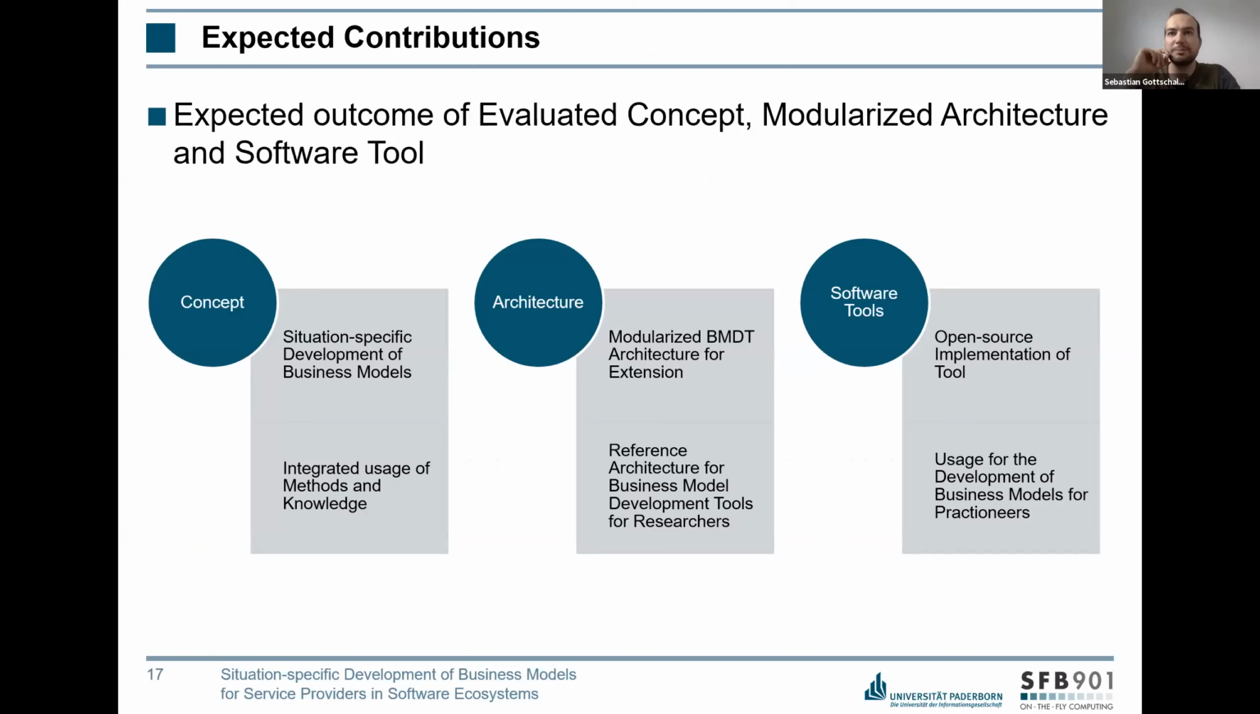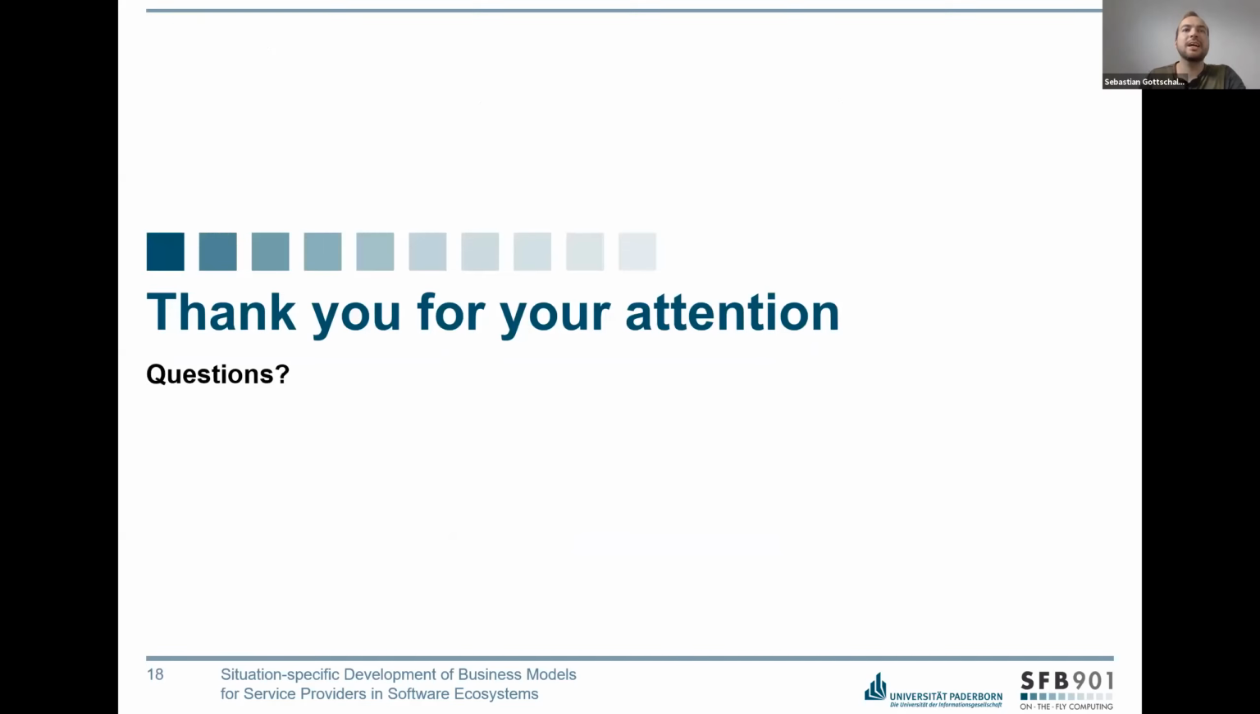Second, we have this modularized business model development architecture. Here we can see from a literature review that a lot of researchers start from scratch when they're building business model development tools. And here's a hope that they can use our business modeling tool as some kind of reference architecture, so they can build their own stuff on top of that instead of starting from scratch. And the third one is the open source implementation of a software tool. And here we hope that practitioners and especially, for example, mobile app developers can use our tool to develop their business models. And this is everything I want to show for today. And I thank you for your attention. And now I'm open for questions.